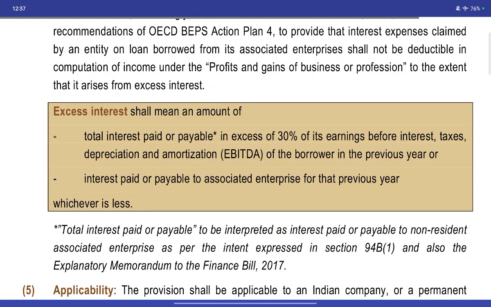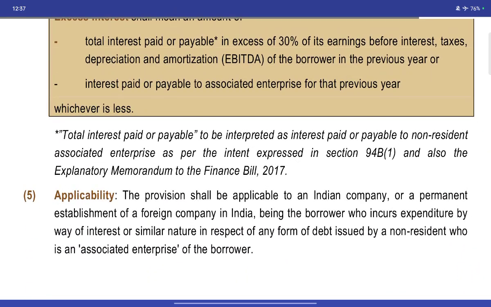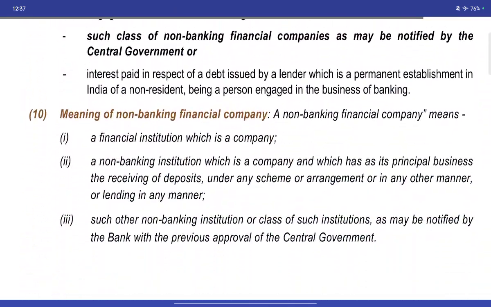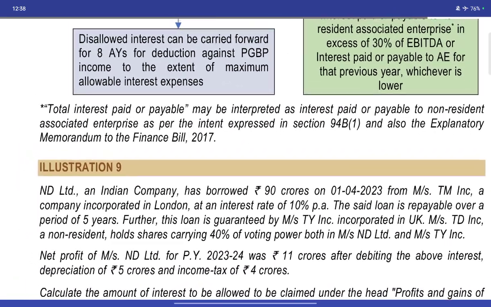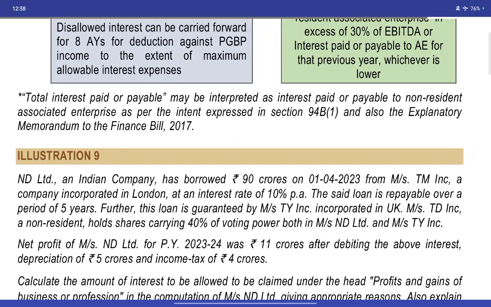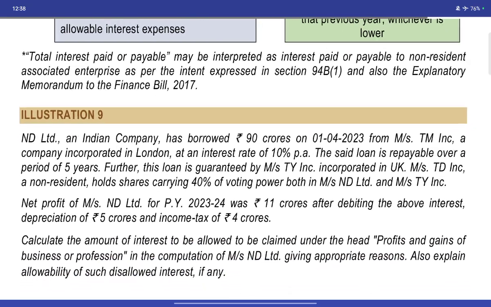That is, earnings before interest, taxes, depreciation, and amortization. The interest paid or payable here is the total interest paid or payable, interpreted as the interest paid or payable to the non-resident associate enterprise, as may be the intended expression in section 94B, also explained in the financial bill.